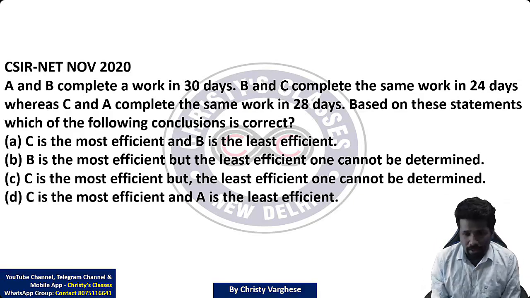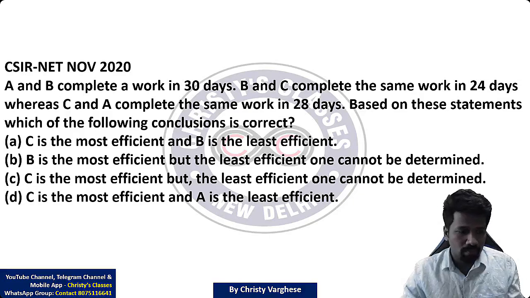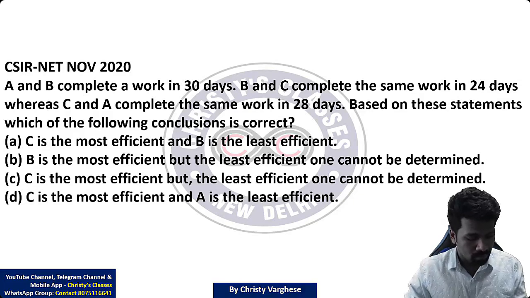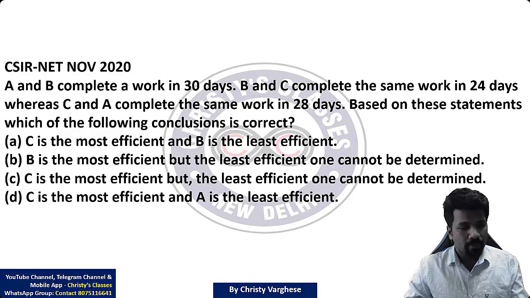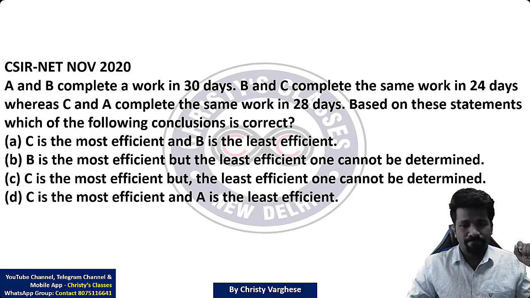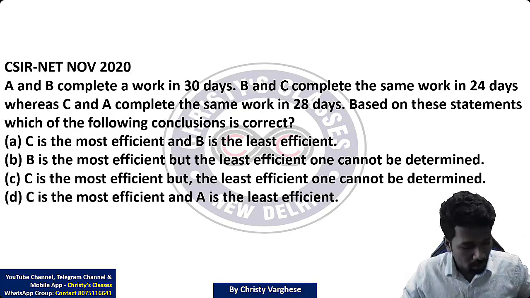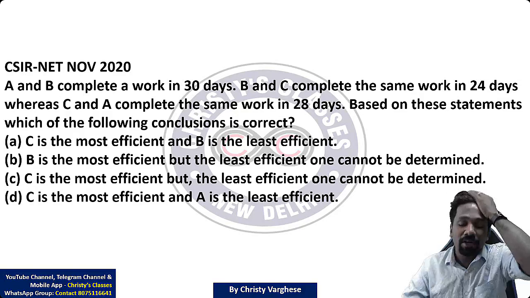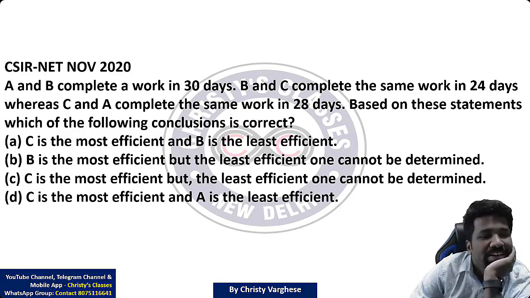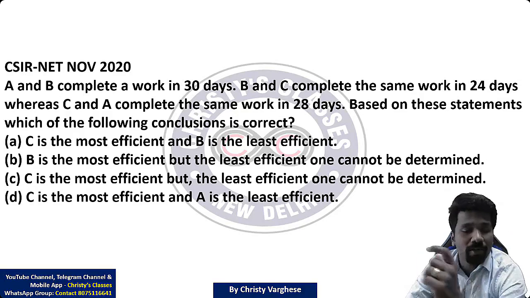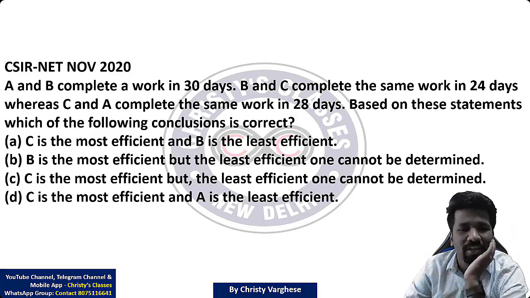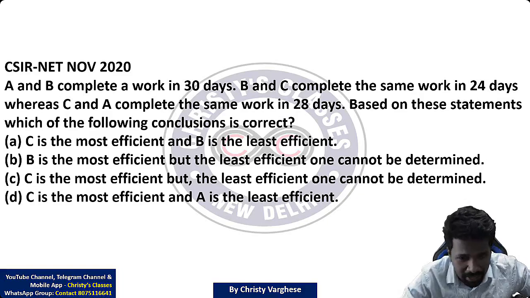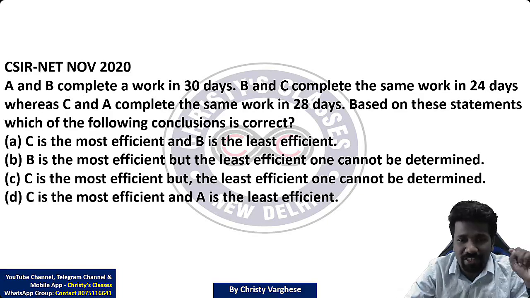Okay, so try this, all of you. Due to lack of time, I will start explaining. A and B complete a work in 30 days. पिछले क्वेश्चंस में सब कैसा है? A का separate work, B का separate work. If third person is there, that third person का भी separate work. But here combined work दिया है, and combined work से individual work check करना है.